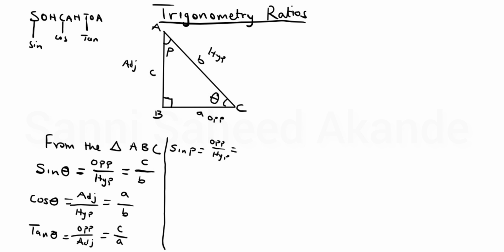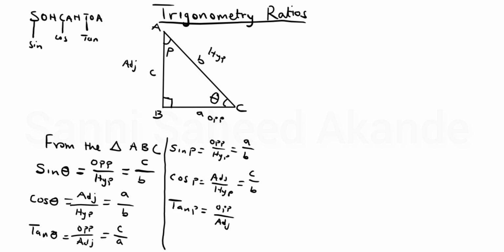Now in this case, our sine P will be equal to opposite, which is now A, divided by the hypotenuse, which still remains B. Then cos P will be equal to adjacent over hypotenuse, and our adjacent is C, divided by B. Finally we also have tan P, which is opposite divided by the adjacent.